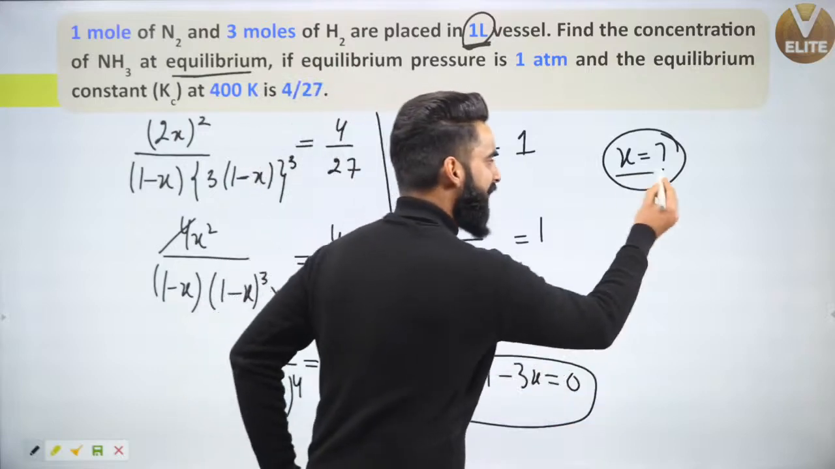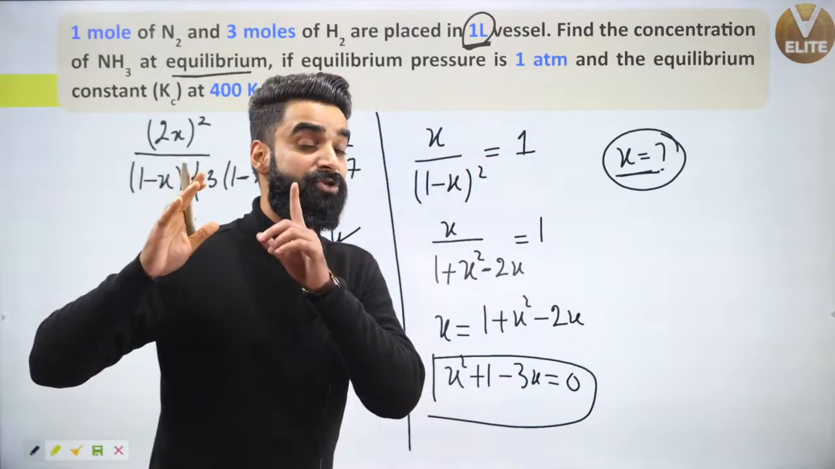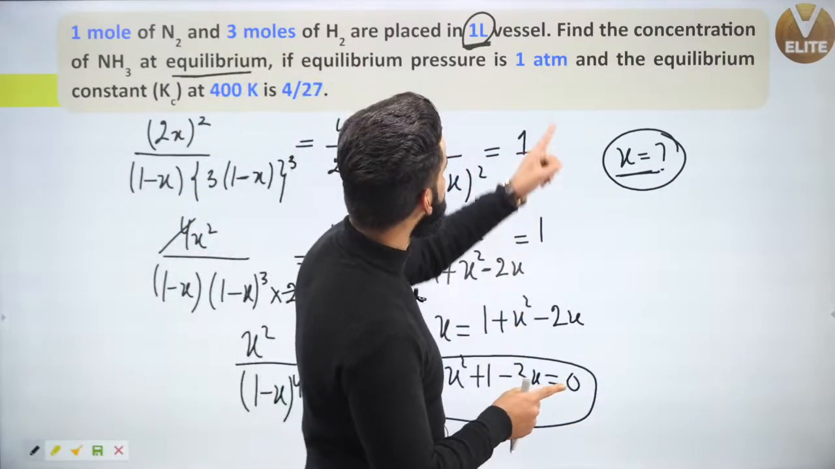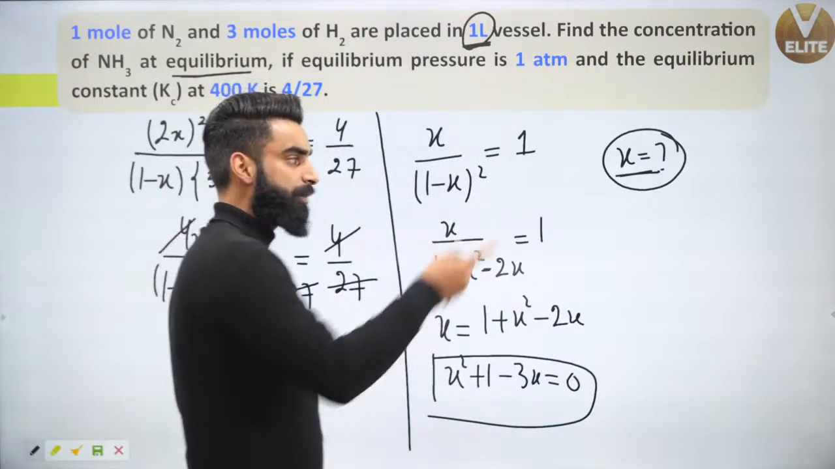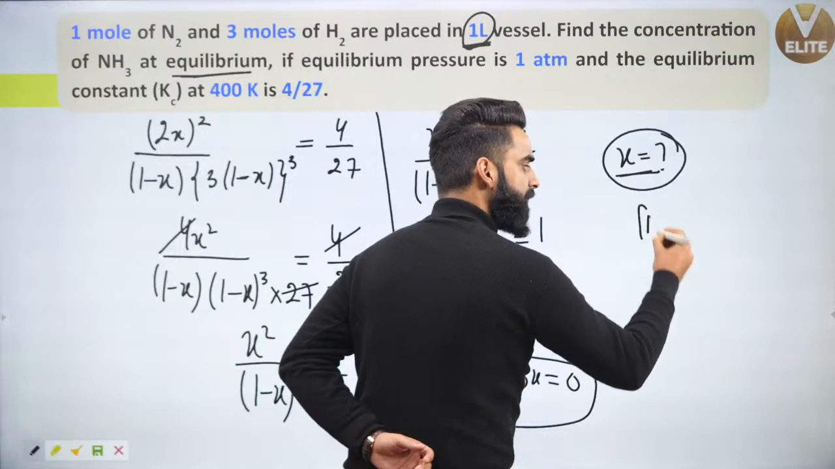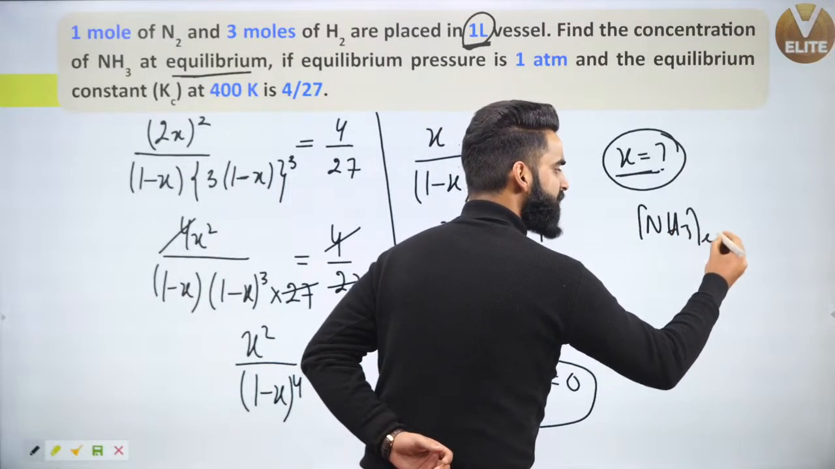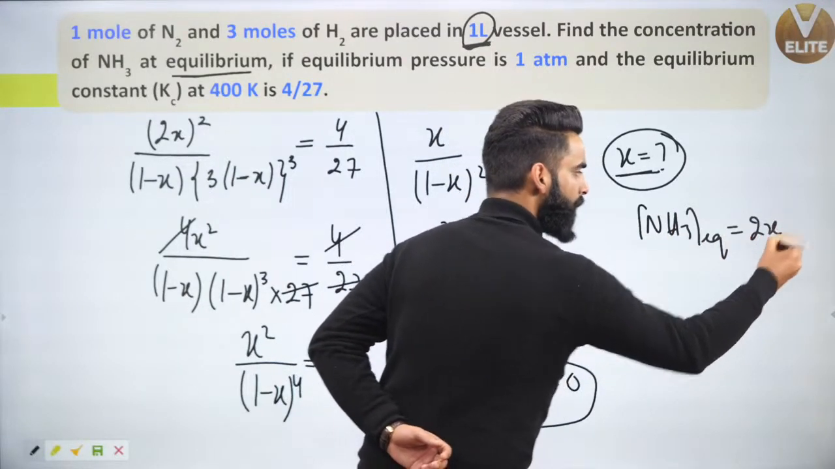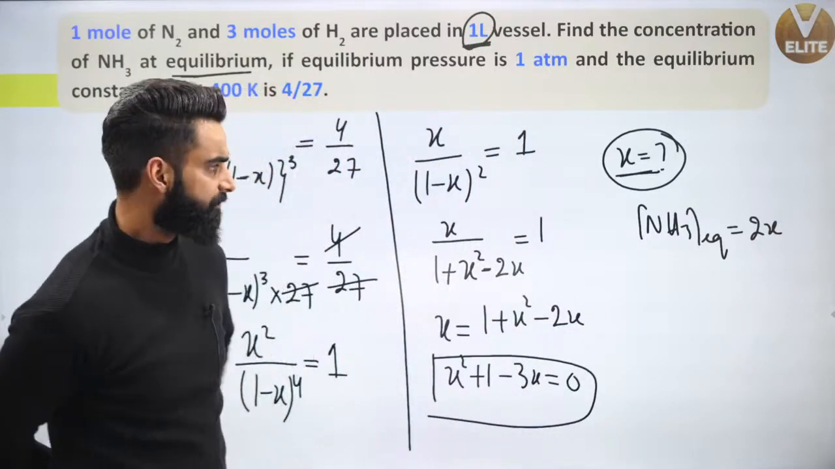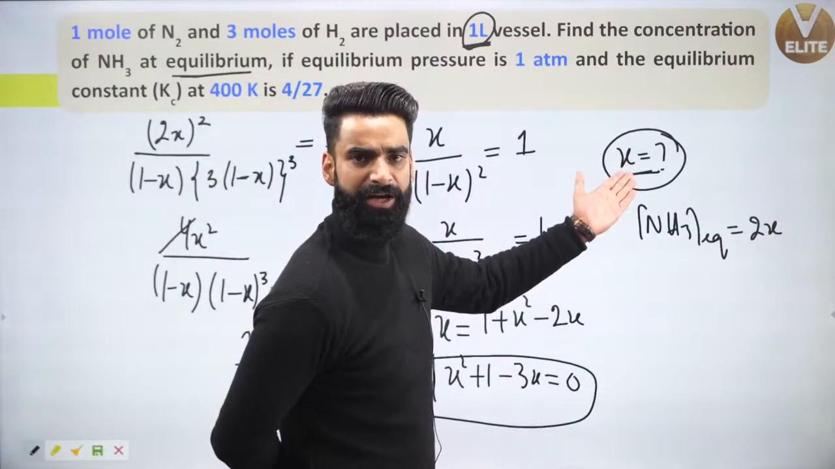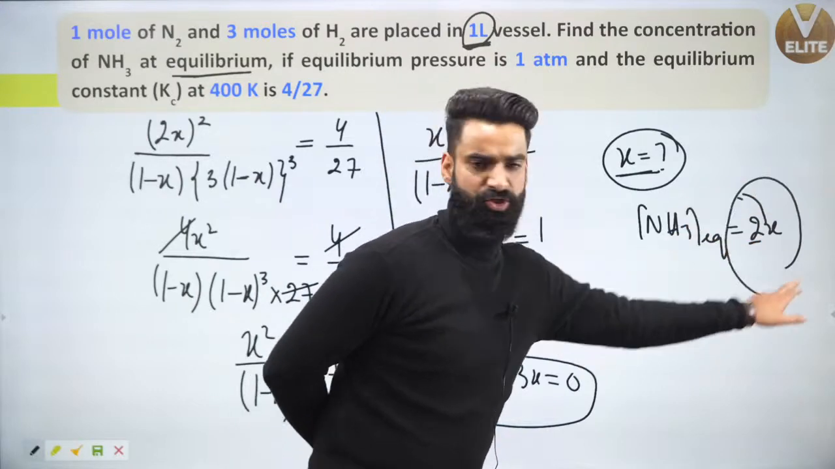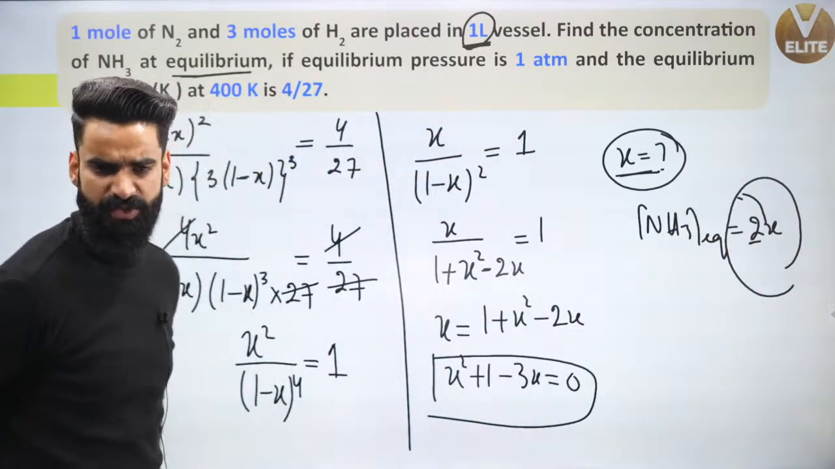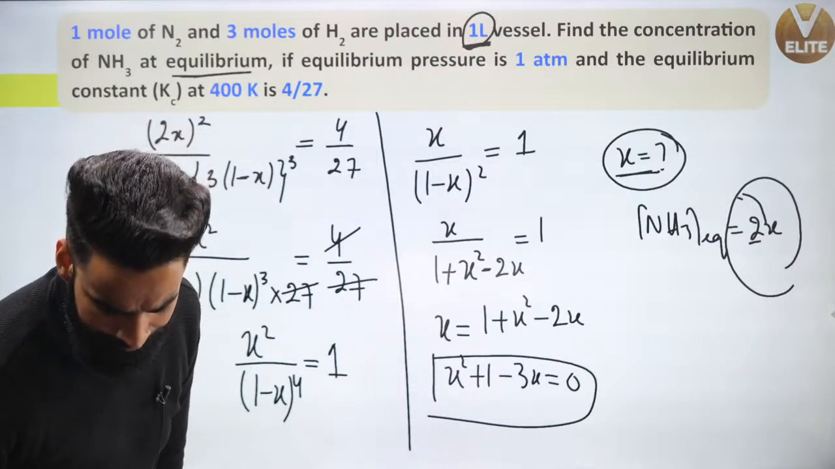Now, after getting the value of x, what was I supposed to calculate basically? Wasn't I supposed to calculate the concentration of NH3 at equilibrium? And if you remember, the concentration of NH3 at equilibrium was equal to 2x, right? Very simple. So if you get the value of x, multiply that x by 2, and you are going to get the concentration of NH3 at equilibrium, which we were supposed to calculate.